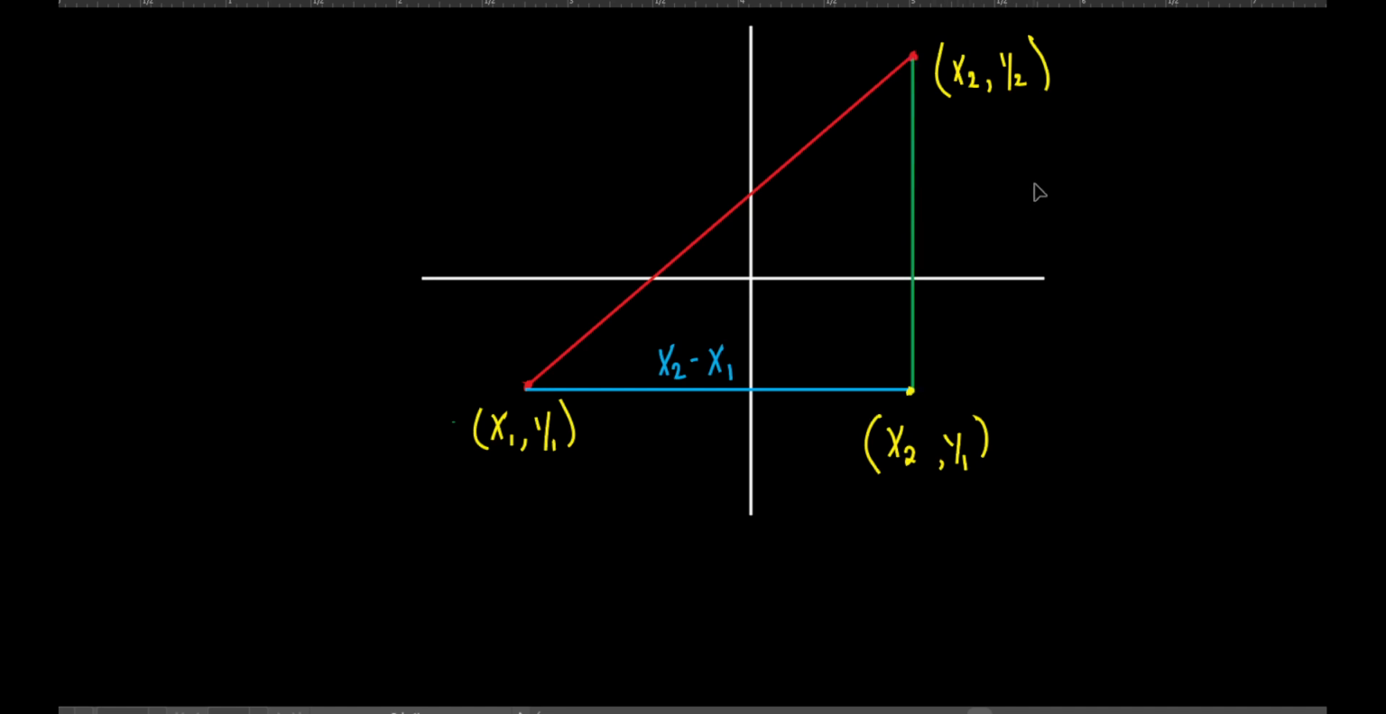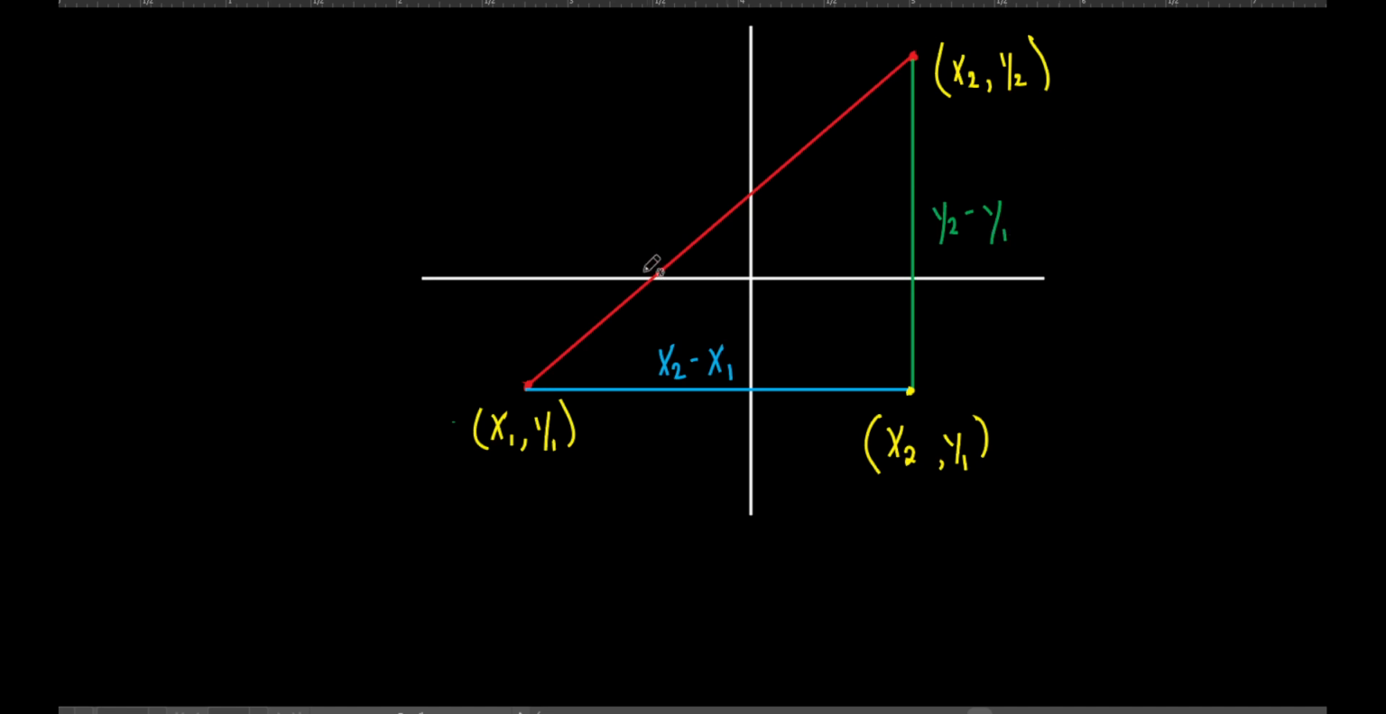Let's do the same thing with the green one. We're going up and down this time, right? So what am I going to use going up and down? I'm going to use the y's. So I'm going to go y2 minus y1. It doesn't matter what order you subtract them in, okay? As long as you use the positive version. And I'm going to show you something in a minute that will guarantee that length is positive, all right?